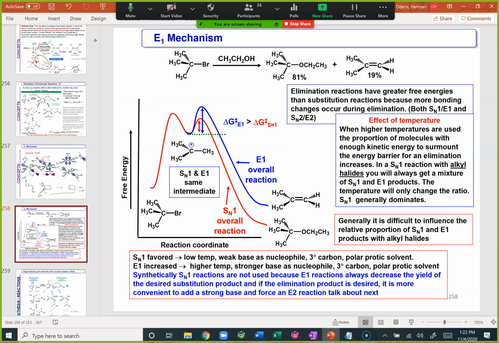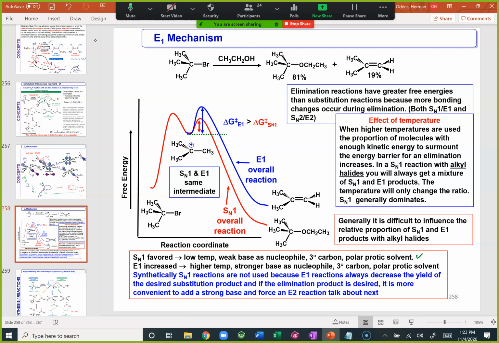This slide here just talks about effects of temperature. When you increase the temperature, you're going to increase the thermodynamically favored alkene. Nonetheless, the SN1 still will beat the E1. All right. So here are the conditions that favor the SN1: low temperature, weak base as nucleophile, tertiary carbon, polar protic solvent. For the E1 to increase, you want higher temperature, stronger base as nucleophile, which is going to be a small base, and tertiary carbon, polar protic solvent.